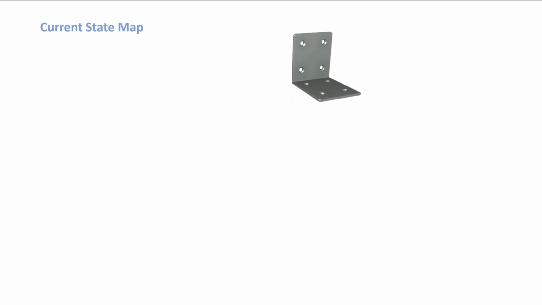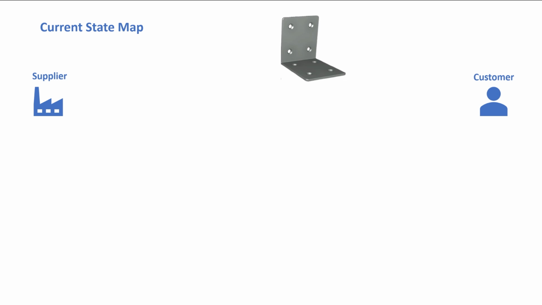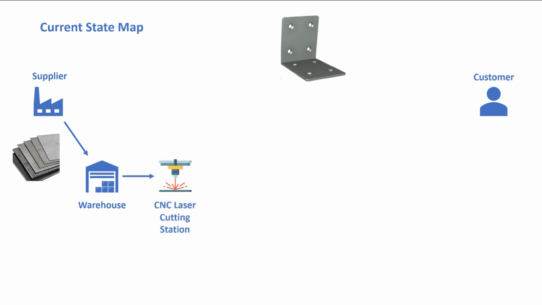For building a current state map, we look at all of the different steps of the manufacturing process, starting all the way from the supplier to the customer. So first, raw material will be received from the supplier into the main warehouse. The raw material will be in the form of steel sheet metal for our example. This sheet metal will first reach the CNC laser cutting station where the sheets will be cut into desired sizes.